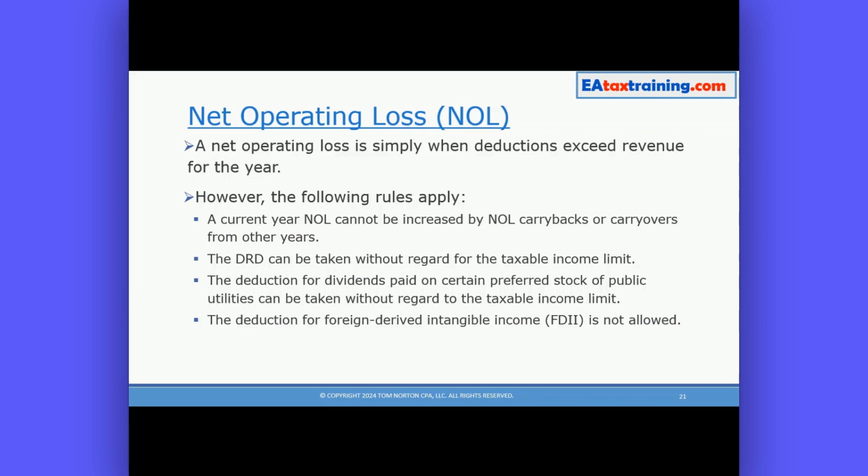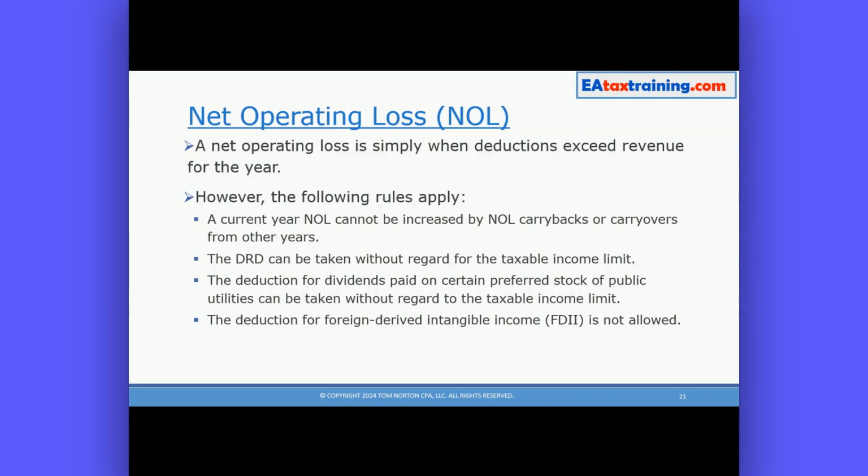So if you have a $100,000 NOL carry forward from last year, but this year you've got a $50,000 loss, again, another $50,000 NOL, you don't say, well, now I've got $150,000 NOL this year. No, you've got $150,000 NOL in total, but they're separate. It's $50,000 from this year and $100,000 from last year.